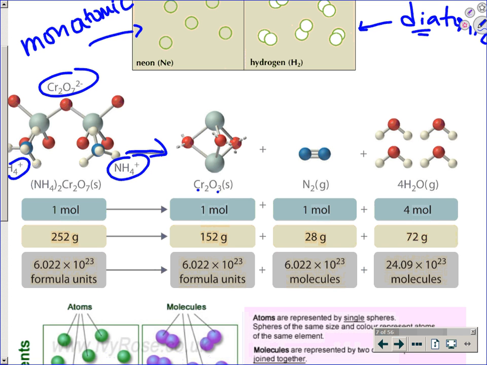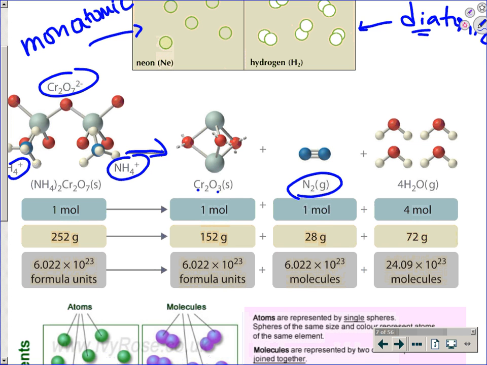But we see chromium, and we're like, chromium's that what? Transition metal. Somebody else also has to say, chromium 3 oxide. Okay, so ammonium dichromate decomposes to chromium 3 oxide, diatomic nitrogen gas.